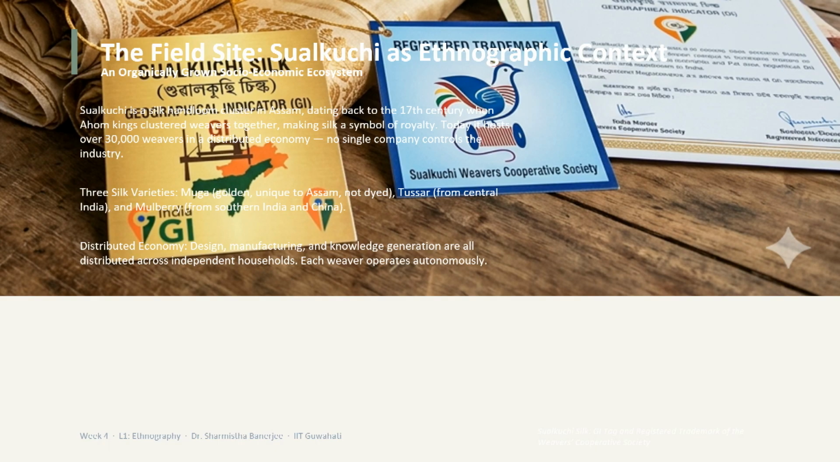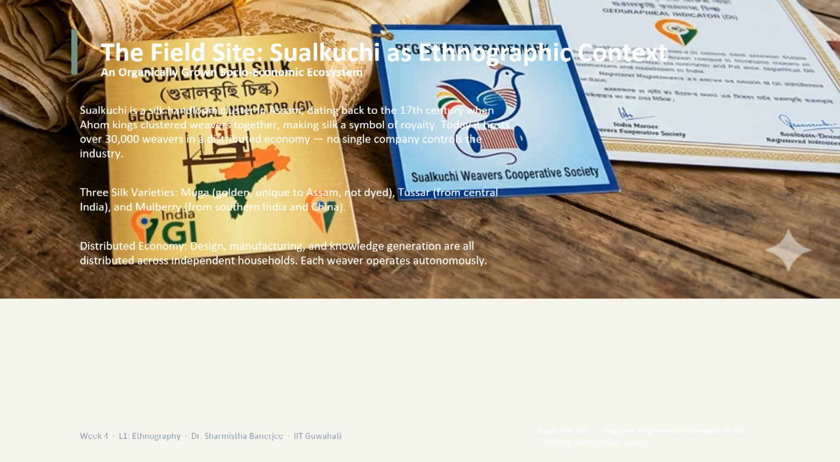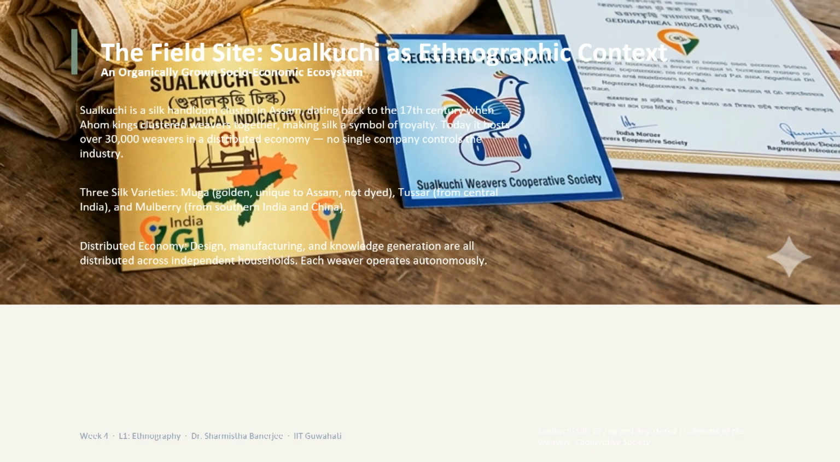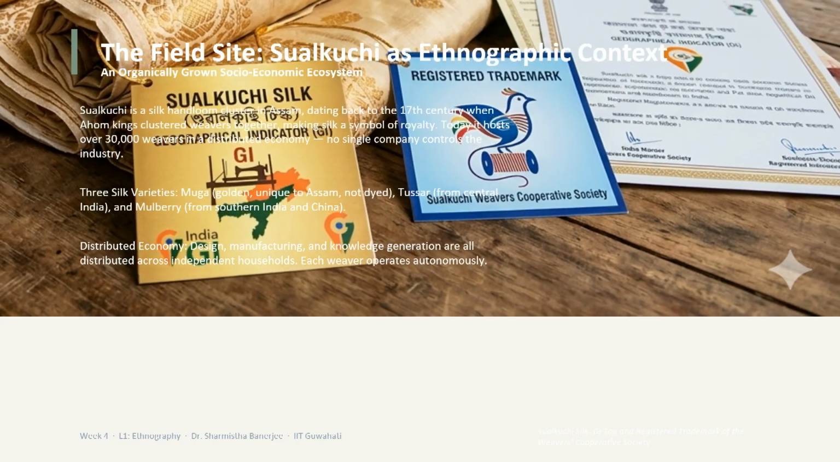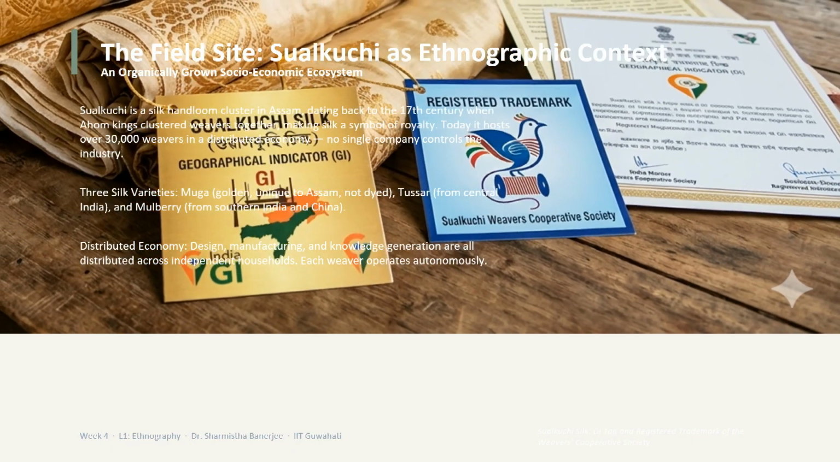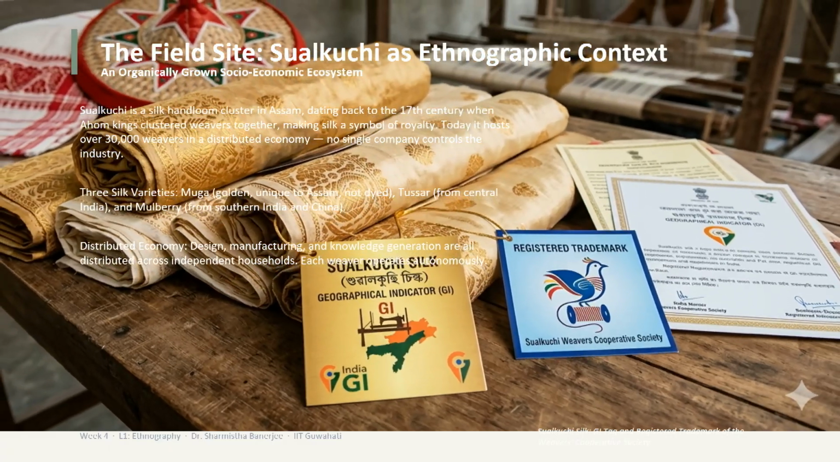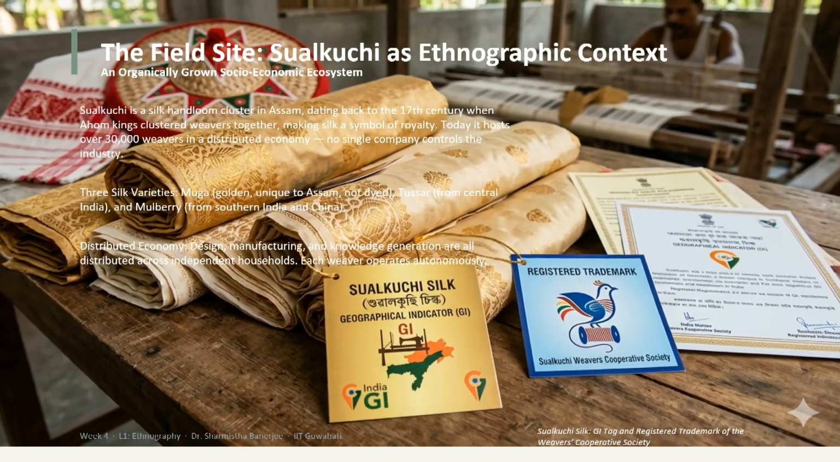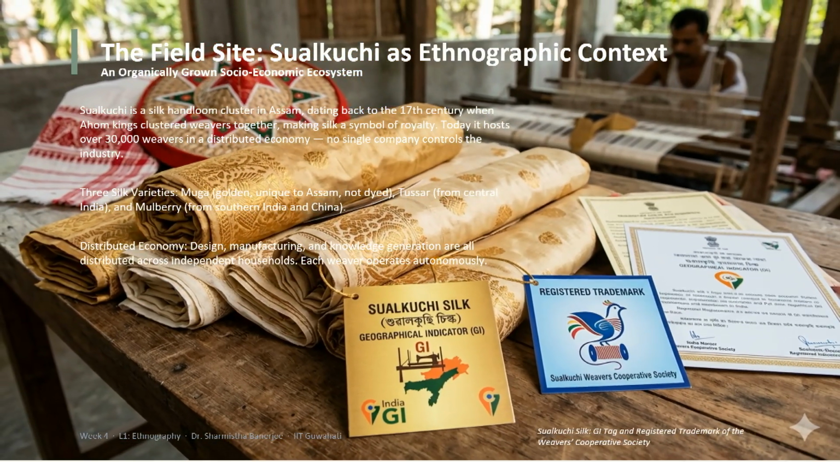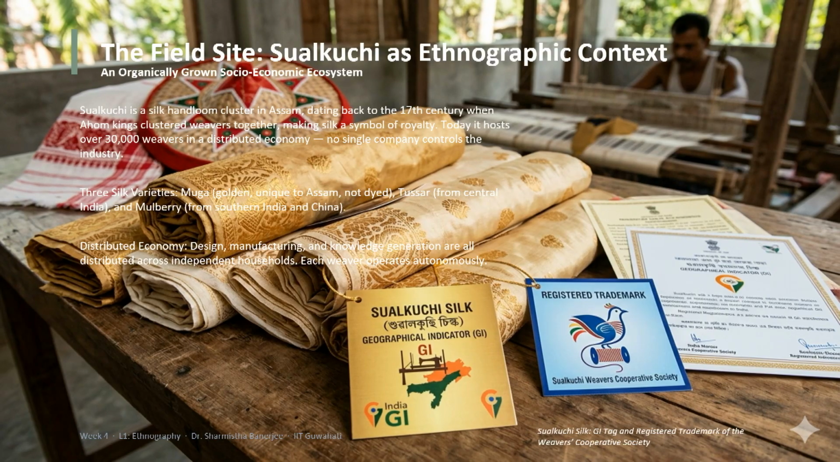There are 3 varieties of silk that are woven over there: Muga silk, Tussar silk and Mulberry silk. Muga silk is golden in color and it originates from Assam. Because people love the original golden color of it, they do not tend to dye the silk. However, the Tussar silk, which originates from central India, and Mulberry, which comes from southern India as well as China, are also woven in Sualkuchi, and those silks are dyed and woven into appropriate designs.